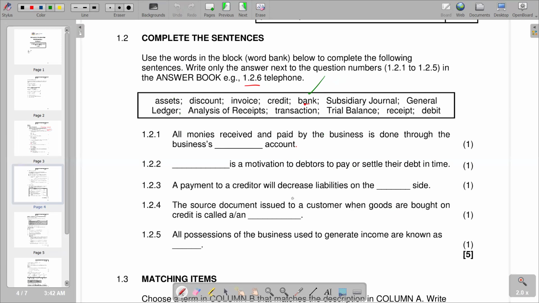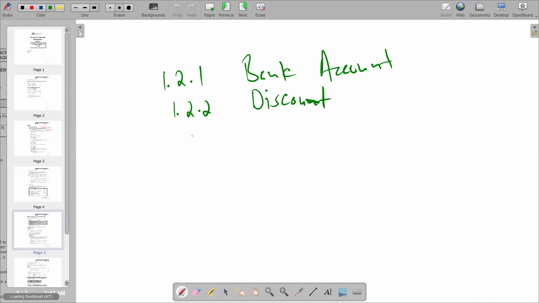So on the next question, saying a payment to a creditor will decrease liabilities on the cash side. Obviously, the creditor will be in the creditor's account, having a credit balance. So after a payment, we have to reduce the amount on the credit side, which we reduce by debiting. But basically, what you should also know is that when we credit a liability, it's a plus, it's an addition. But when you debit, it becomes a minus, it's a reduction. So here they're saying decrease, which is indicating a negative. So obviously, it's the debit side here. So we've got 1.2.3 being debit.